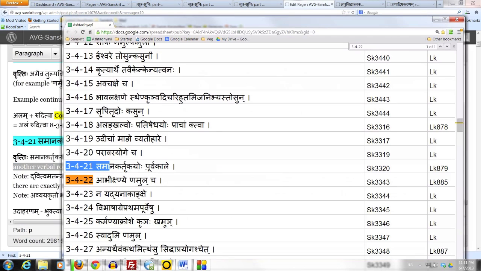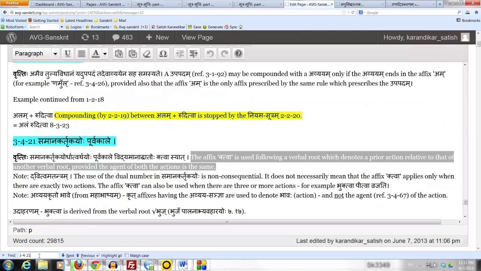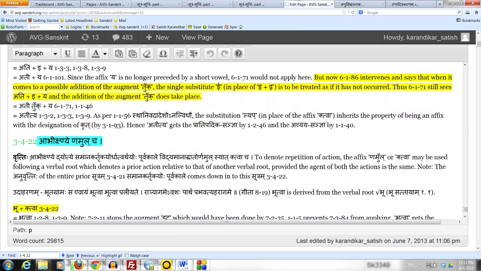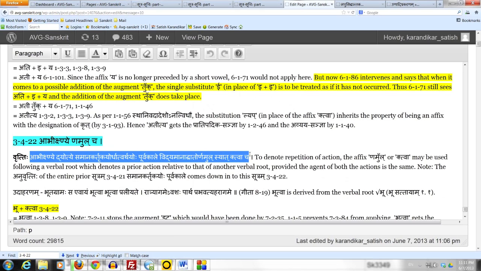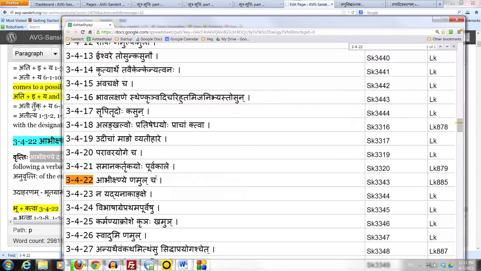Now the anuvritti of the entire sutram, Samana Kartrikayoho Purvakale, comes into this sutram, 3.4.22, Abhikshne Namulcha. The vritti of this sutram says: Abhikshne Dyotye Samanakartrikayor Dhatvarthayoh Purvakale Vidyamanad Dhator Namul Syat Ktva. The sutram says cha, so that brings in the anuvritti of ktva also into this sutram. The anuvritti of ktva comes down from 3.4.18, Alankhalvoh pratishedhayoh prachang ktva, which also we have studied. So now this sutram 3.4.22 imposes another condition, in addition to the condition imposed by 3.4.21: the condition of Abhikshne.